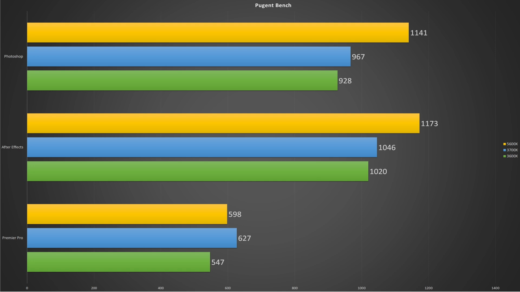Moving on to some production benchmarks, I used the Puget Systems benchmark to test Photoshop, After Effects, and Premiere Pro, and we see significant gains in both Photoshop and After Effects with the 5600X, while Premiere Pro still reaches peak efficiency with an 8-core CPU. However, the 5600X still keeps the margin within 5%.